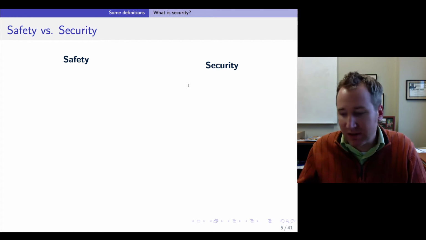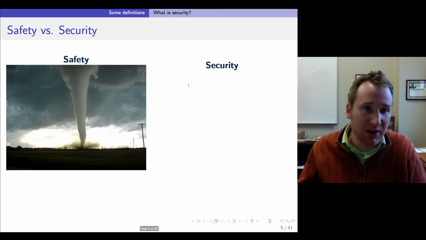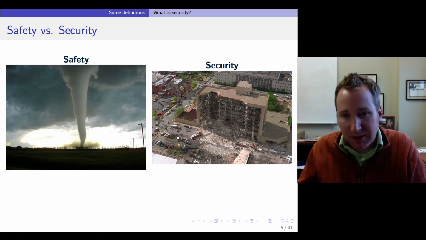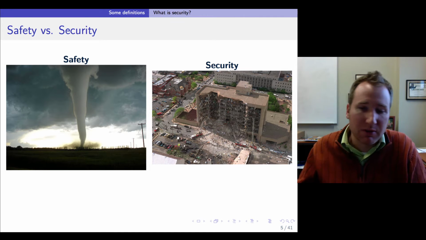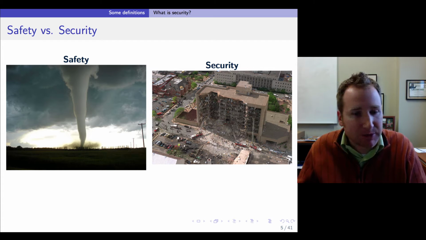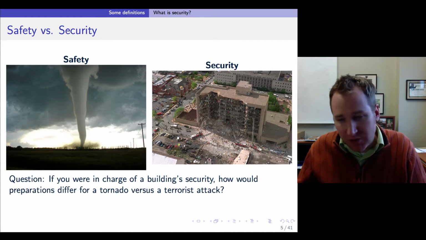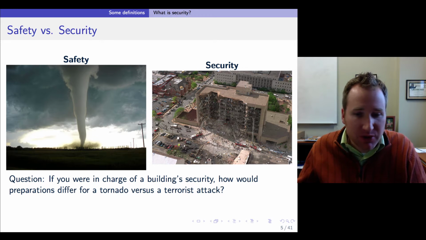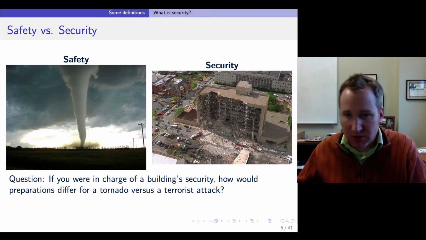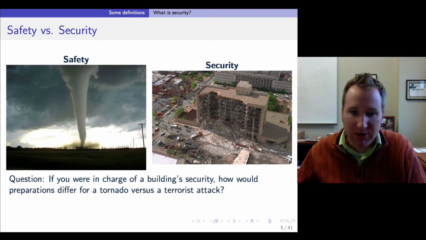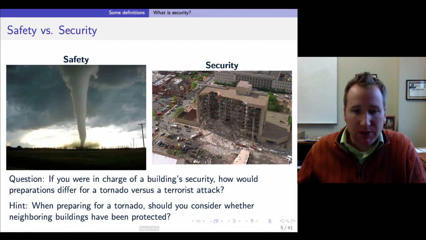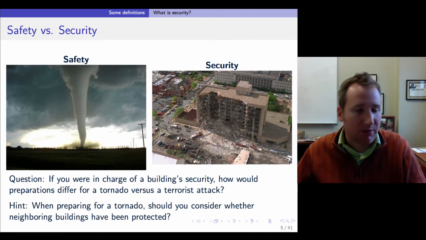Another way of looking at this is to think about a safety threat as a tornado, whereas a security threat is a terrorist attack. This building here is the Alfred Murrah building in Oklahoma City that was targeted by Timothy McVeigh more than 20 years ago. So a question for discussion in class is, if you were in charge of the building security, how would your preparations differ when you're thinking about how to protect inhabitants against a tornado versus a terrorist attack? When preparing for a tornado, should you consider whether neighboring buildings have been protected?